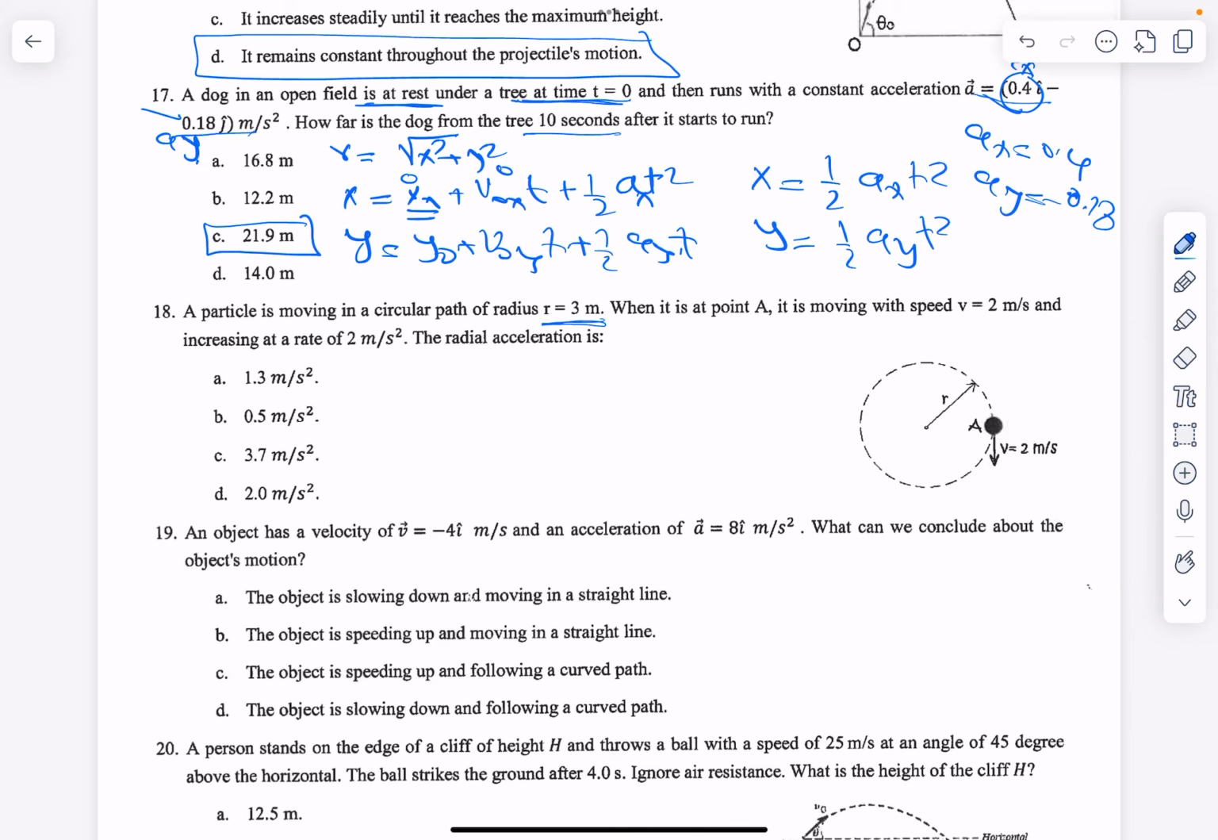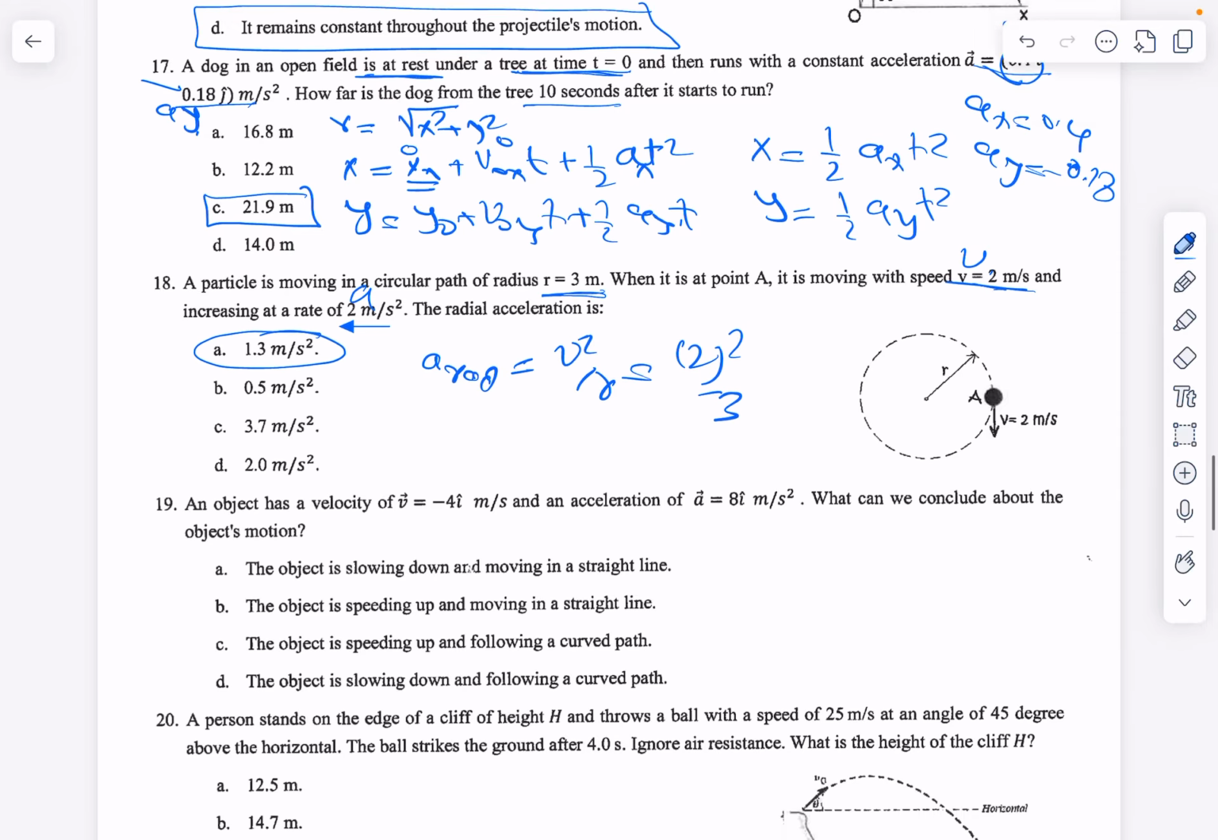Next, a particle moving in a circular path of radius r. At what point is it moving at this speed and increasing at this rate? So this is acceleration, this is velocity, this is radius. So the radial acceleration is v squared over r, which is 2 squared over 3. So we will get 1.3.